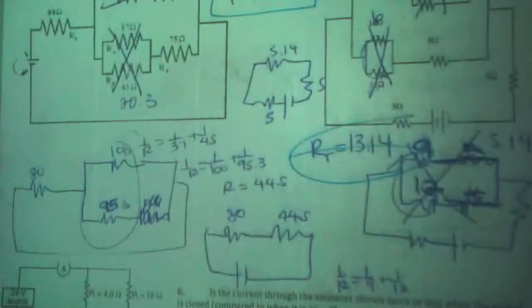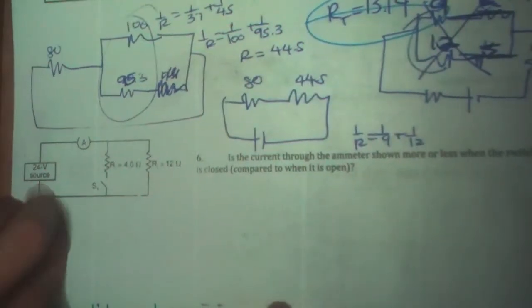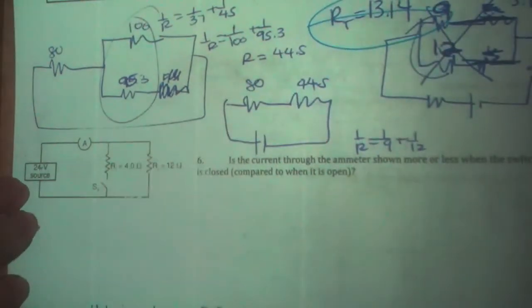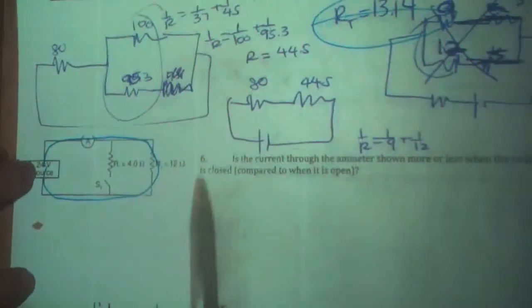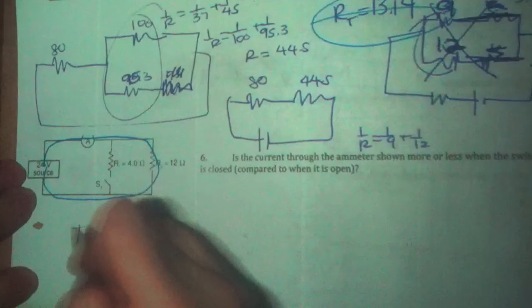Nine: is the current through the ammeter shown more or less when the switch is closed compared to when it is open? So right now, the current is really easy to find. Right now, the current, if it's open, is just this one loop. It has a voltage of 24 and a resistance of 12, so right now the current is 2 amps.